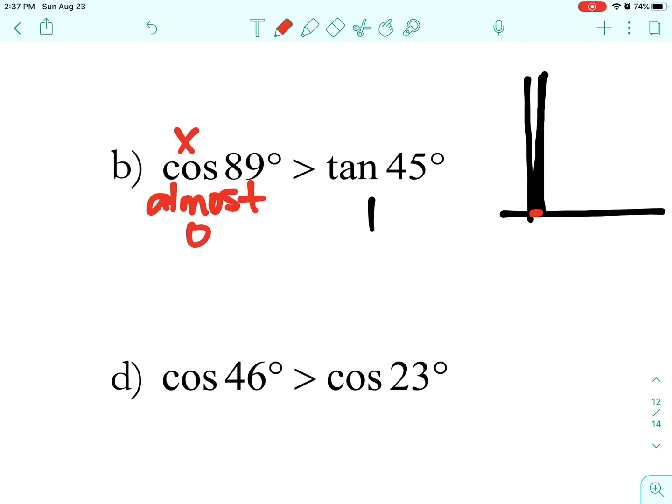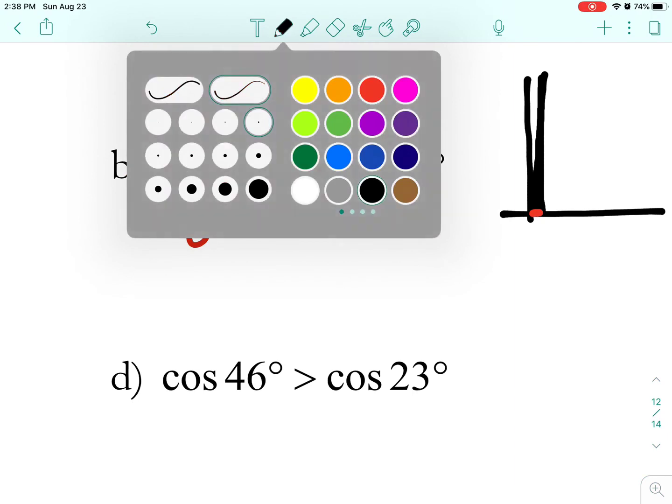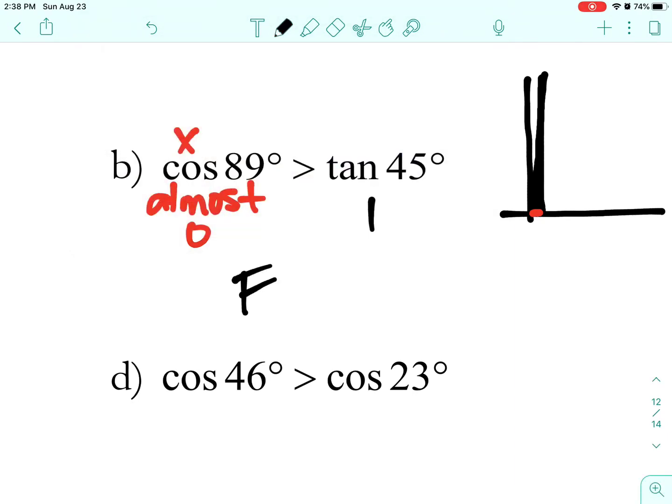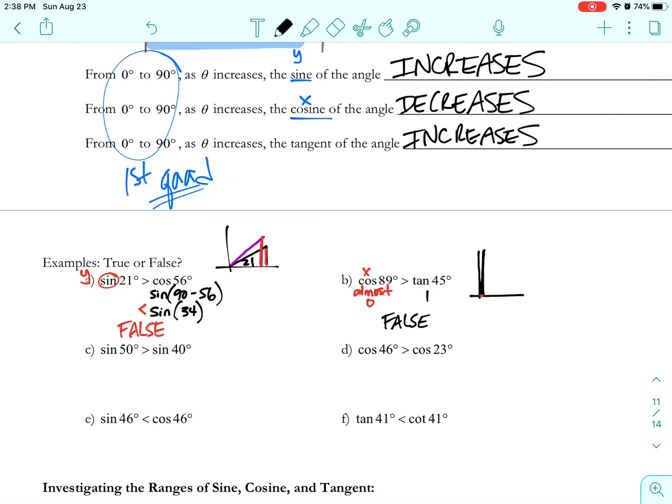And so that's the way I want you to think about cosine of 89. 89 degrees, it's almost impossible to make a triangle out of that angle measure. So in that case, almost 0, is that greater than 1? Again, this is false. Okay, let's try this one.